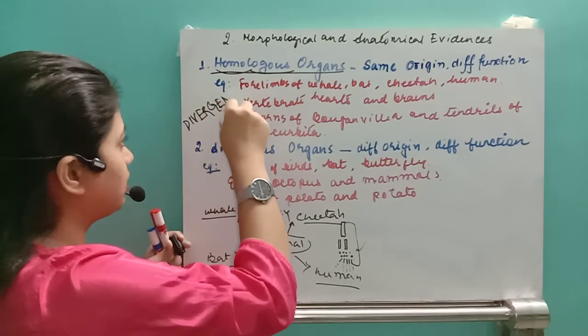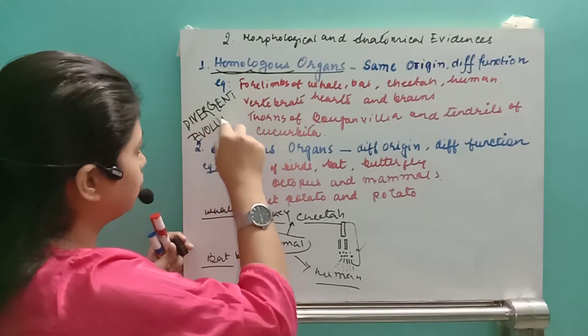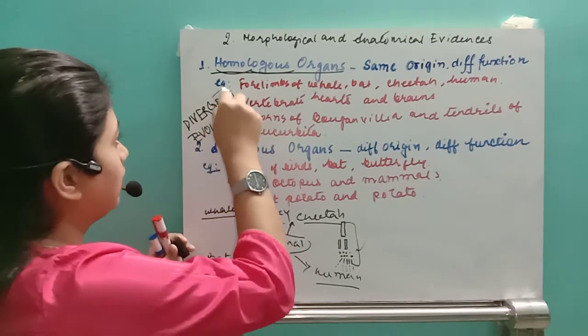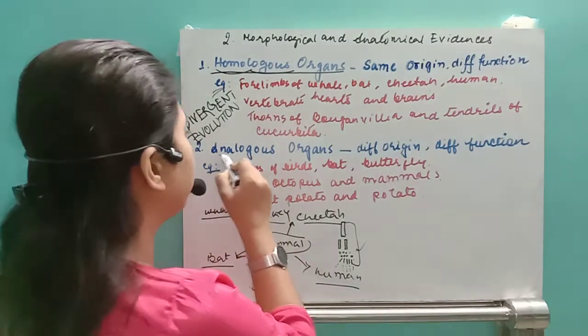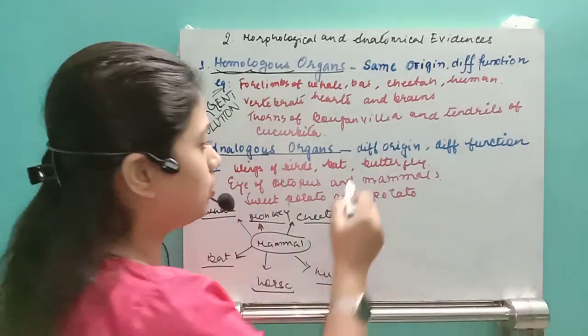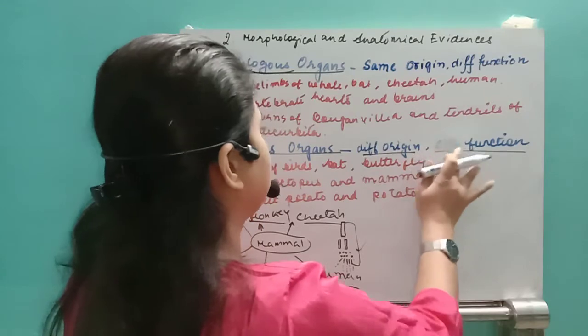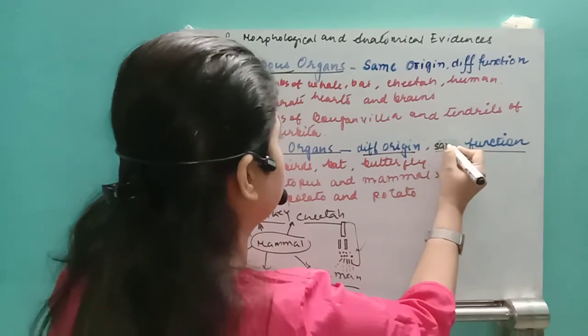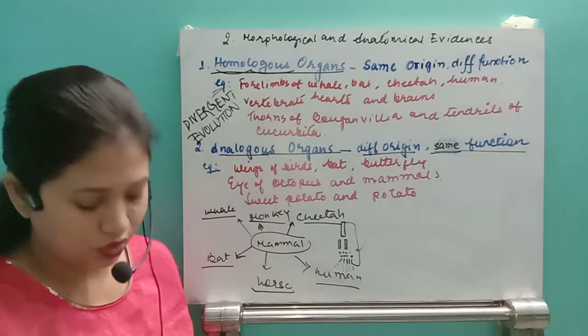Okay, remember, it is the result of divergent evolution. Now after that, let us move to the next, that is analogous organs. Analogous organs are those which have different origin but the same function. Which have different origin but the same function, they are called the analogous organ.